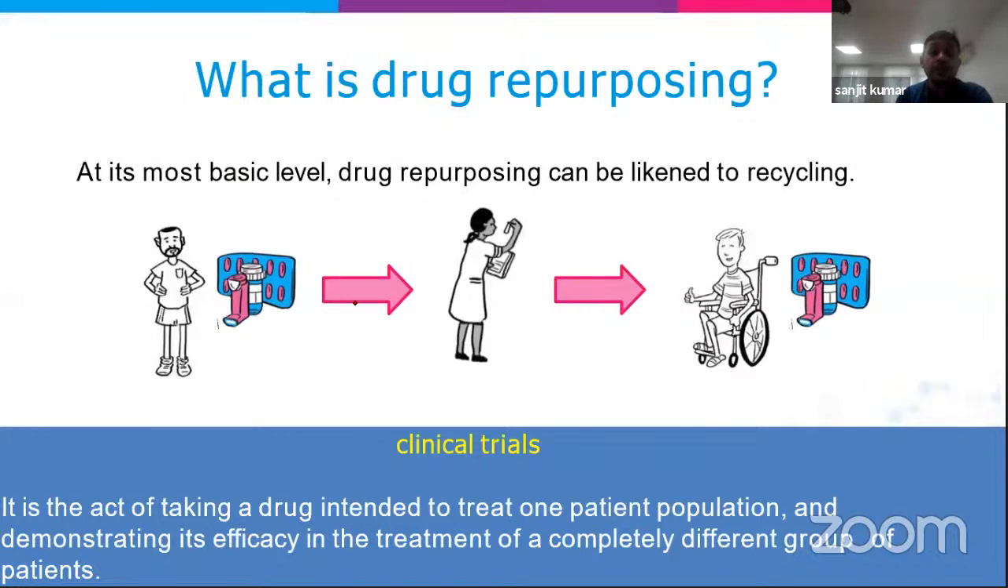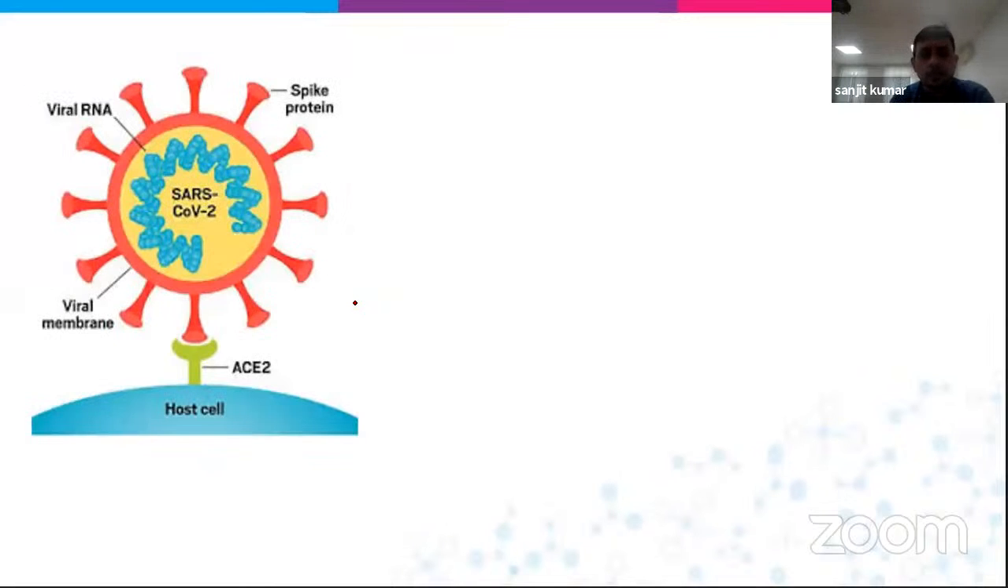It is the act of taking a drug intended to treat one patient population and demonstrating its efficacy in the treatment of a completely different group of patients. That is called repurposing of drugs. When COVID, the pandemic, happened, that time we remembered repurposing of drugs. Last year, if you remember, this fellow doesn't need much introduction. We all know about SARS-CoV-2, so I'm not going to discuss how the spike protein interacts with the angiotensin receptor on the host cell, replicates in the human body, and causes respiratory disease. I want to discuss repurposing of drugs.